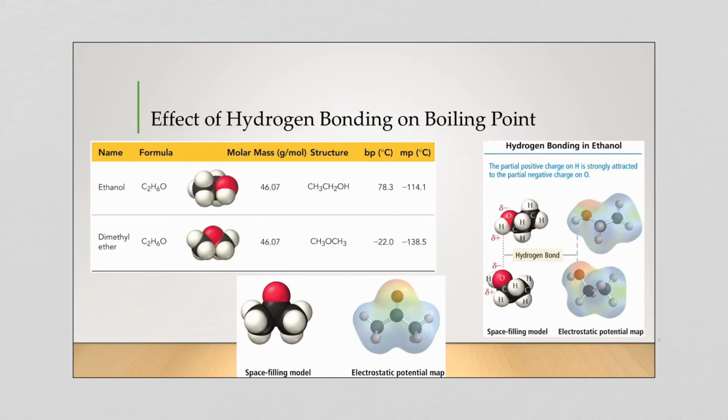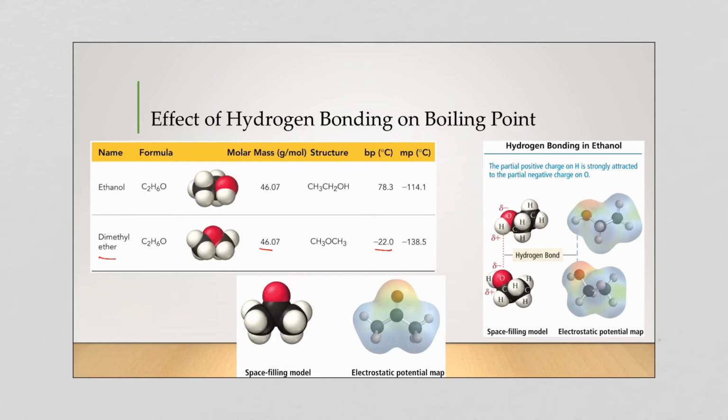So let's look at the effect. If we go back to our example, we're going to compare dimethyl ether. We saw this molecule before. It's about 46 grams per mole. This is a polar molecule, but a polar molecule that cannot hydrogen bond. It has no OH, NH or FH bonds, and it has a boiling point of about minus 22 degrees. So clearly it's still a gas at room temperature.